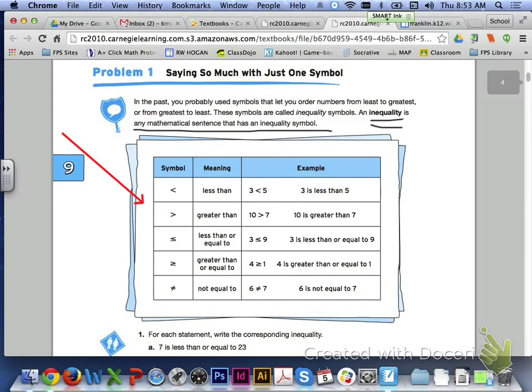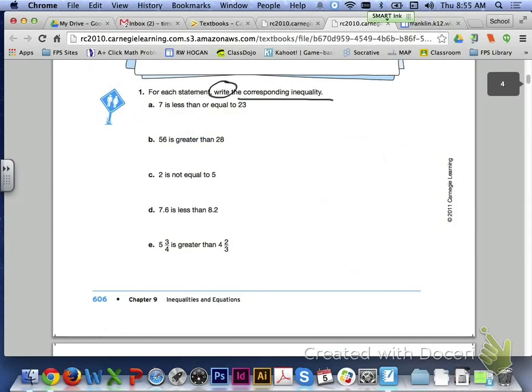All of the symbols that you see here in the table in the middle of the page should be very familiar to you: less than, greater than, less than or equal to, greater than or equal to, or not equal to. You definitely have used these in the past. For number 1, it says for each statement write the corresponding inequality, so go ahead and do letters A through E for number 1.